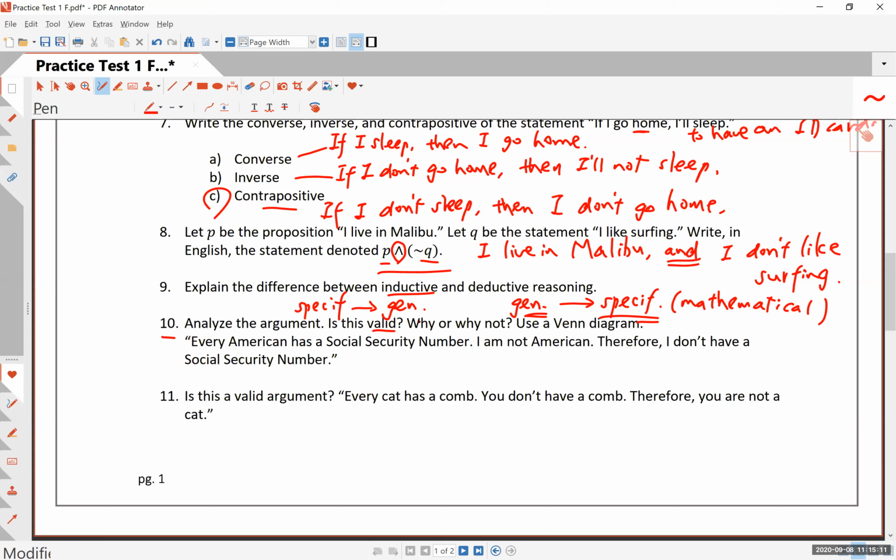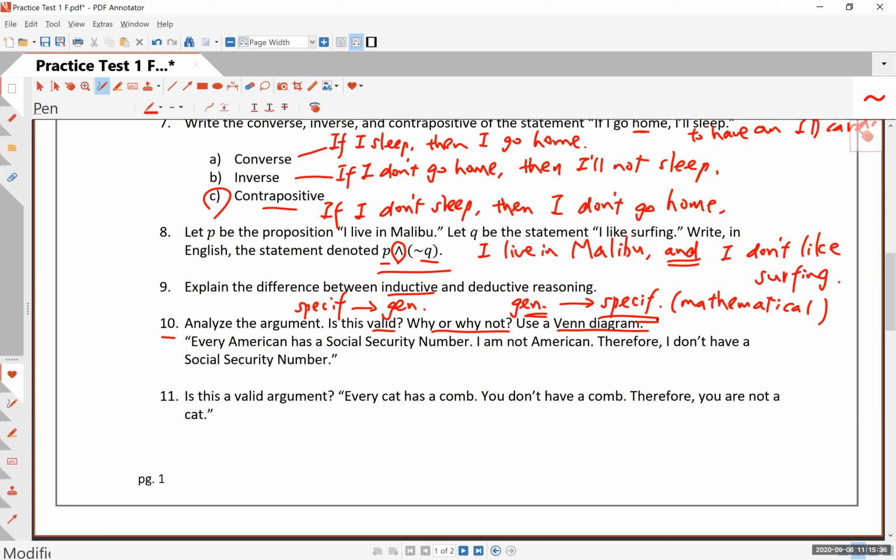The second thing you need is a Venn diagram. Because all these questions that you learned in chapter 1 about validity have to do with what? Two circles, right? One inside of the other. One is a subset of the other, okay? And then you have to explain why or why not. Use the Venn diagram. All right, every American has a social security number. I am not American, therefore I don't have a social security number.